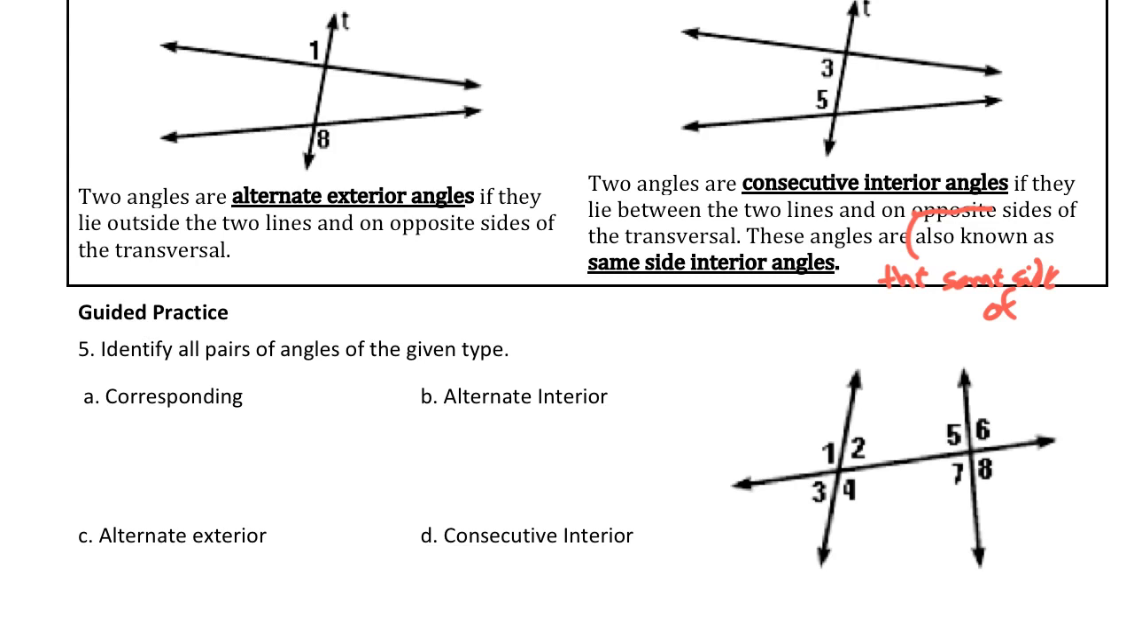That'll be reflected in your notes. I'm going to fix that before I give the notes to you. So they're on the same side of the transversal. So we also call those same side interior angles. So if you hear same side or you hear consecutive interior angles, those mean the same thing. They're on the same side of the transversal on the interior of the lines.